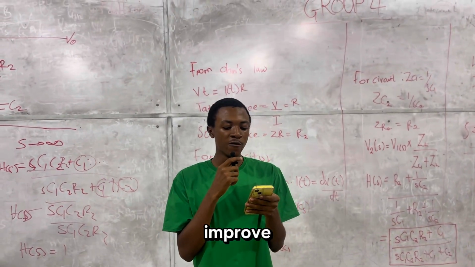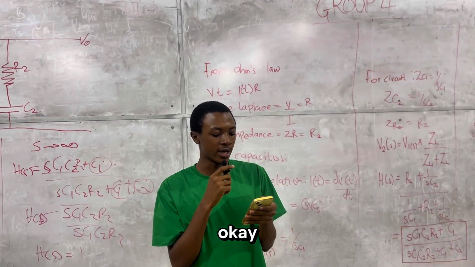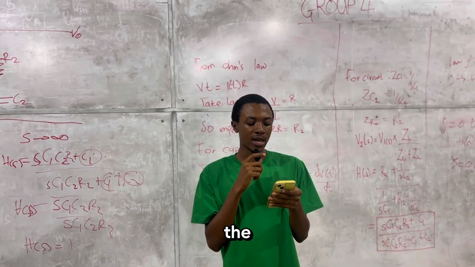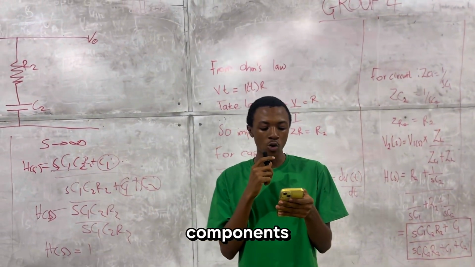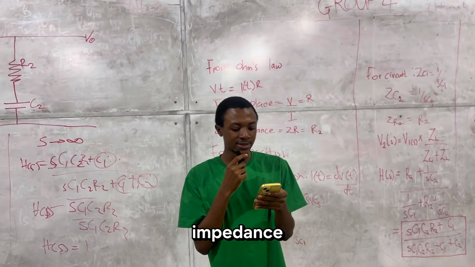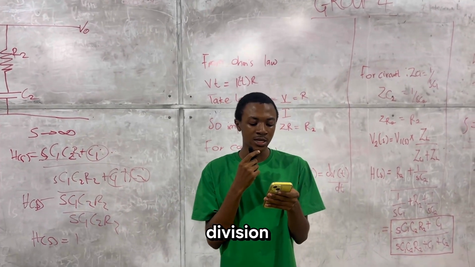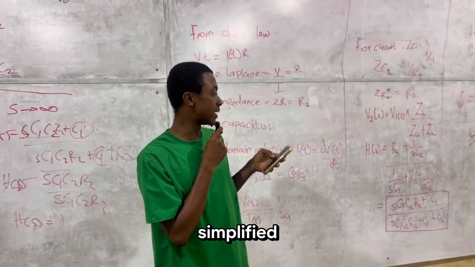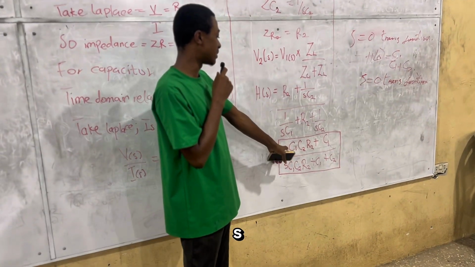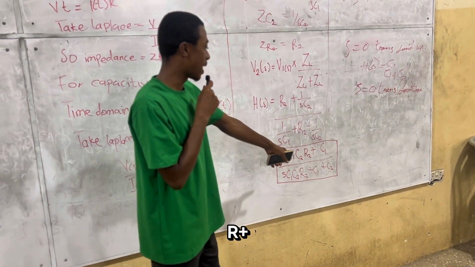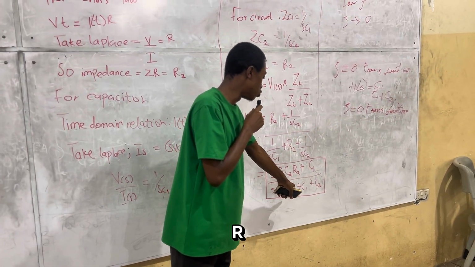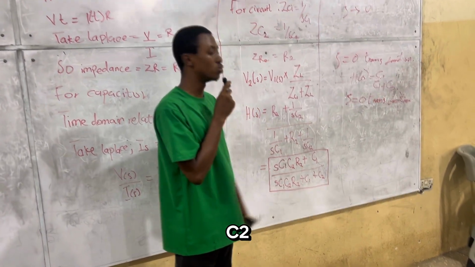Improve system stability. In summary, we converted the circuit to the Laplace domain, replaced components with impedances, applied voltage division, and simplified it to get our final transfer function, which is SC1 C2 R2 plus C1 all over SC1 C2 R2 plus C1 plus C2. Thank you.